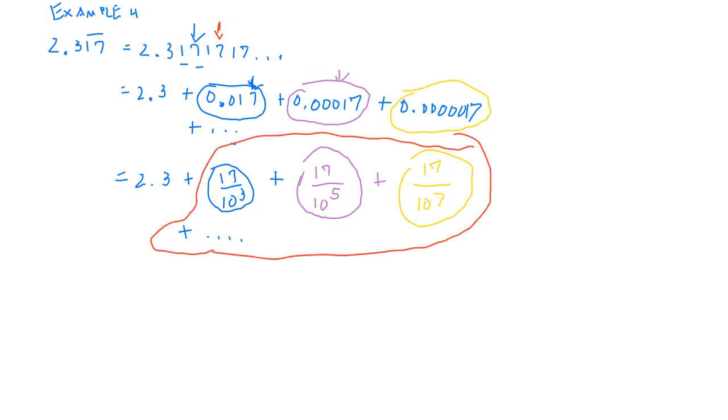this portion is what kind of series? What kind of series is that? 17 over 10 cubed plus 17 over 10 to the 5th plus 17 over 10 to the 7th plus, you know, what kind of series is that? Okay, Nathan says a geometric series. Sophie says geometric. All right, if it's a geometric series, can you tell me what the common ratio is?